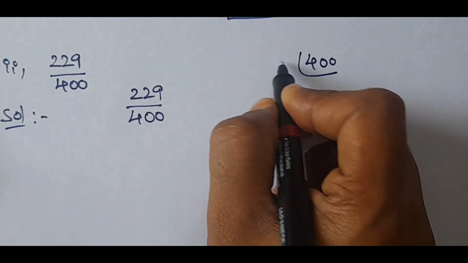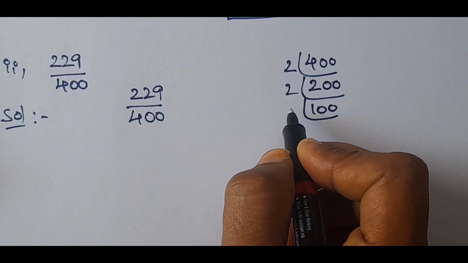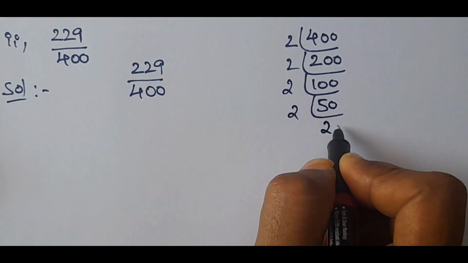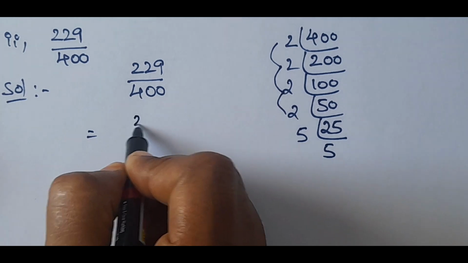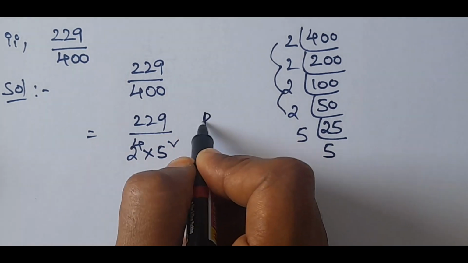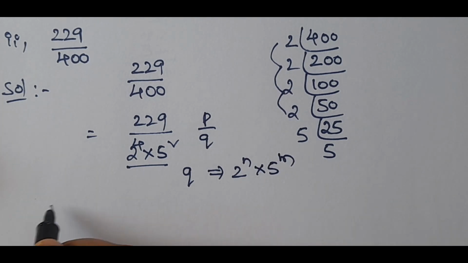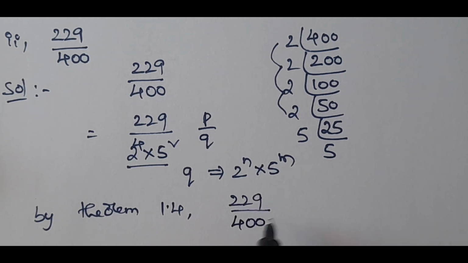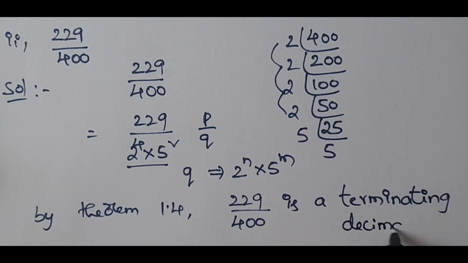Second bit, 229 divided by 400. First we have to check whether the denominator is of the form 2 power n into 5 power m or not. If it is not, then it has a non-terminating decimal expansion. See here, the prime factorization of 400 is equal to 2 power 4 into 5 square. The rational number 229 divided by 400 has denominator 2 power 4 into 5 square. It's clear that by theorem 1.4, 229 divided by 400 has a terminating decimal expansion.